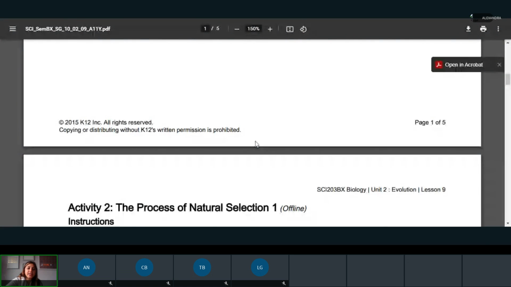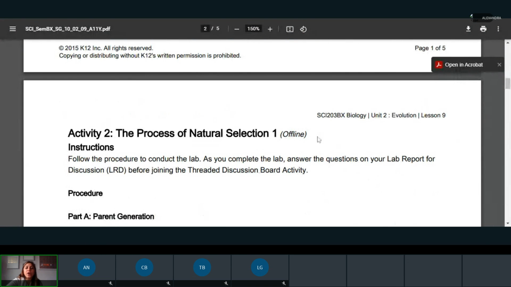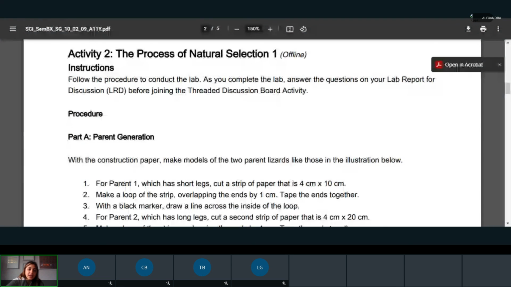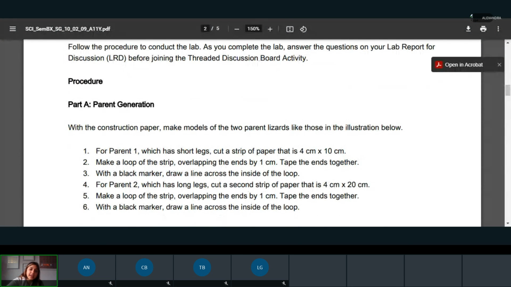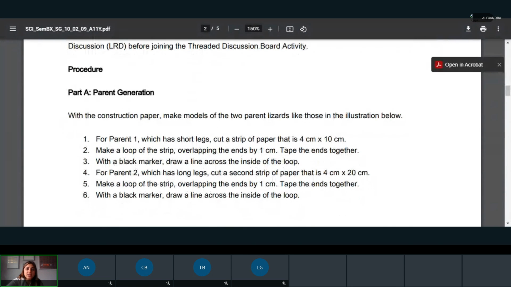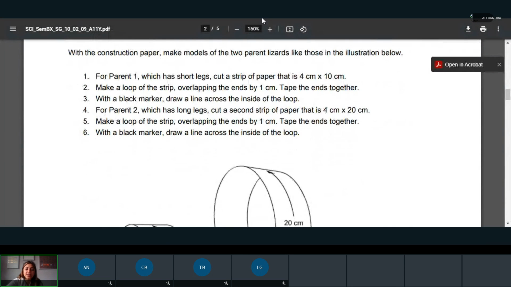Now, activity 2 is when we are doing this lab. So when we have this, we need to set up our lab. So this is where the paper and the scissors are going to go on and follow the directions.